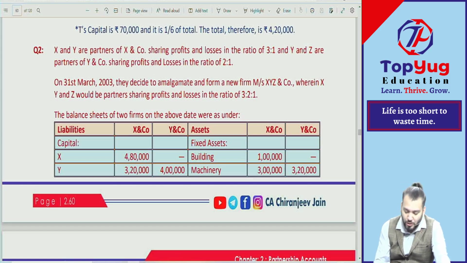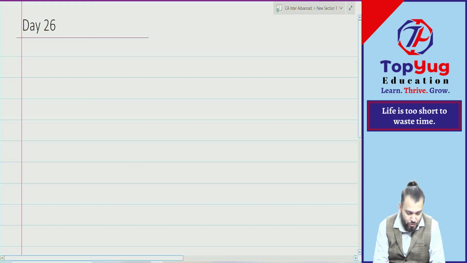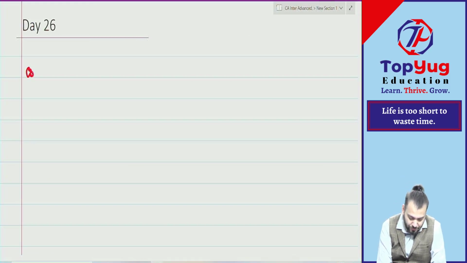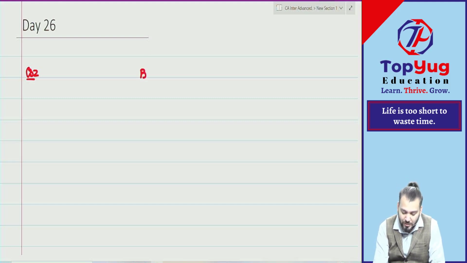So question number two. Can you help me if you have done it? What have they asked? They have asked for a balance sheet. Can I say the balance sheet we can do without journal entries? Correct. Let us first prepare the balance sheet only, to inform you what shortcut we can use.